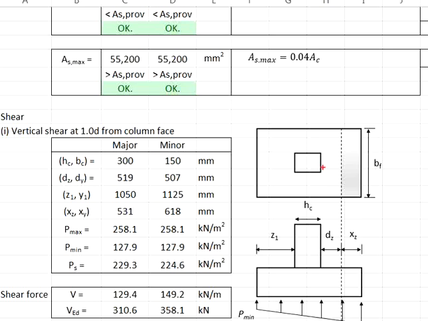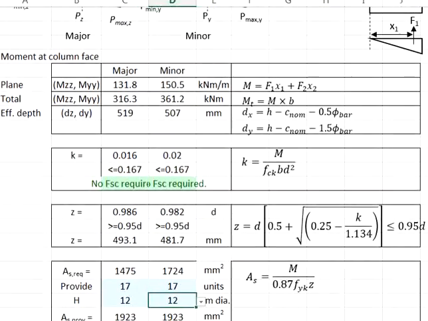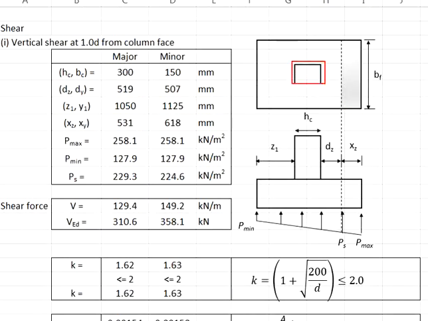You know that it is located at the distance of 1D effective depth from the column face. As for this shear plane, it is also 1D from the column face. We have calculated the D previously. In the major axis, the effective depth is 519. In the minor axis, the effective depth is 507. We also know the size of the column. The major axis is 300 and the minor axis is 150.